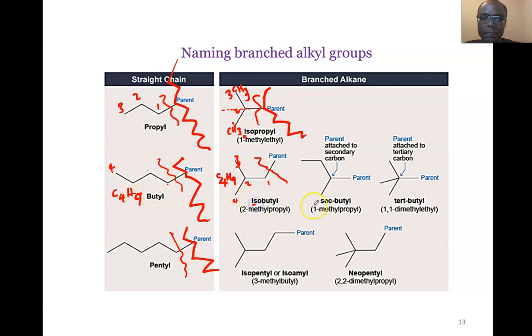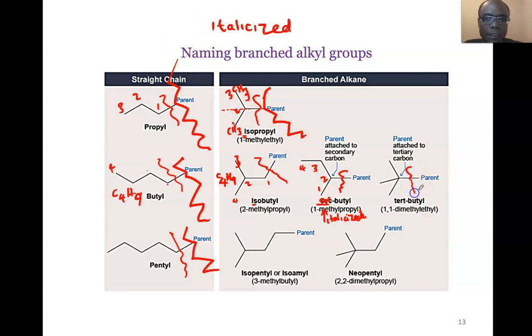Again, the I is not italicized. If you cut here, you will have 1, 2, 3, 4. It's still a butyl, but the parent is on the second carbon, so we call it sec. This sec right here should be in italics. Note down that it should be italicized. It's very important. We'll use this rule in naming, so italicized.